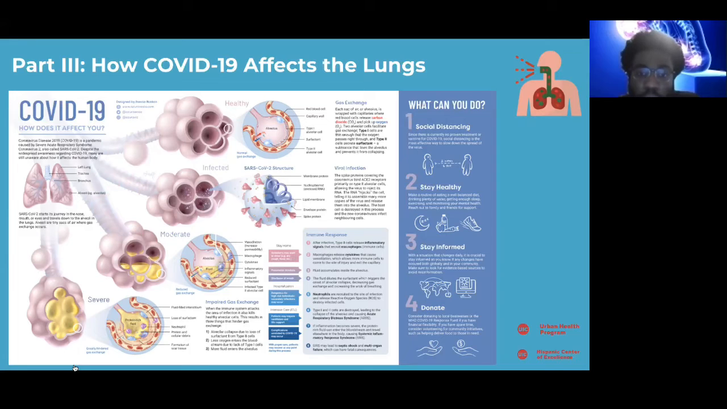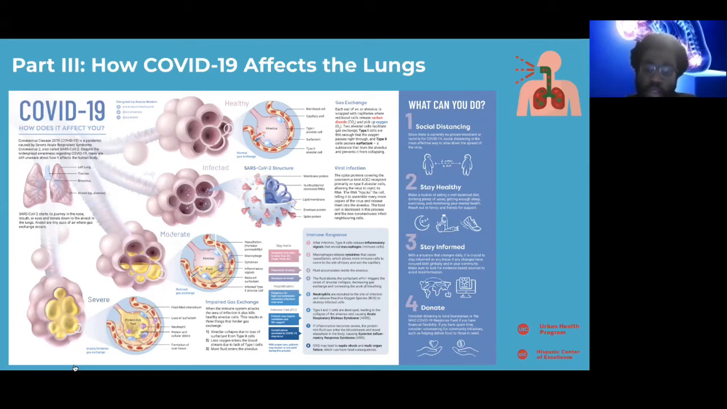Essentially, it will try to bind to the alveoli cells and enter. There are two types of cells in the alveoli, type 1 and type 2. The type 1 cell is a thinner cell, which allows oxygen to pass through. The type 2 cell secretes the surfactant, which prevents the collapse of the alveoli.